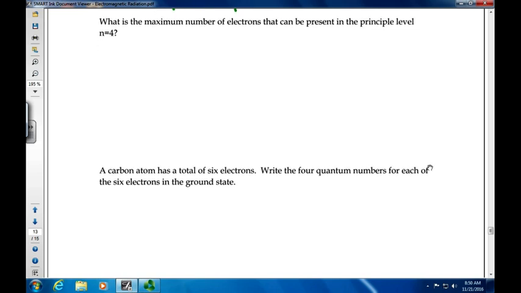It asks, what is the maximum number of electrons that can be present in the principal level of n equals 4? So our principal quantum number is 4. And you can very easily do this by referring back to our previous video where we discussed how to calculate the total number of orbitals in a given principal quantum number. We can do that just the same with the total number of electrons. We simply multiply it by 2.